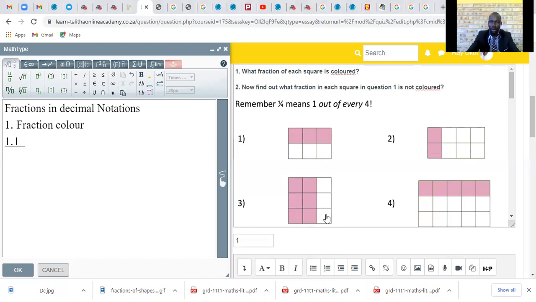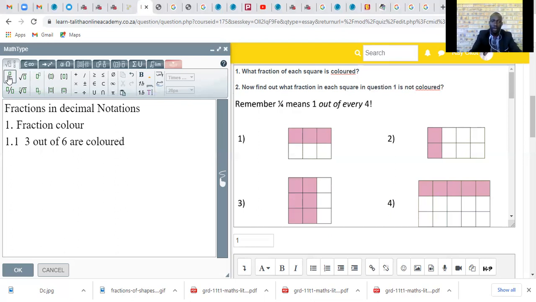So in question 1.1, we are supposed to write the fraction of the squares that have been colored. Notice that out of the 6 squares, only 1, 2, 3 have been colored. In fractional notation, we write out of the total squares: 3 out of what? 3 out of 6. Three squares out of 6 are colored.